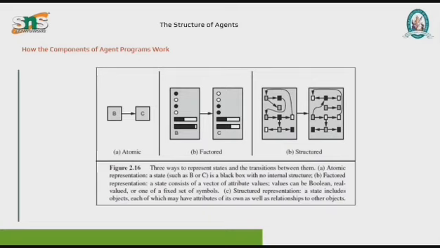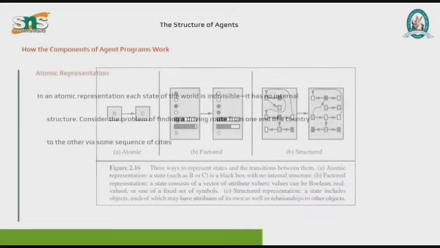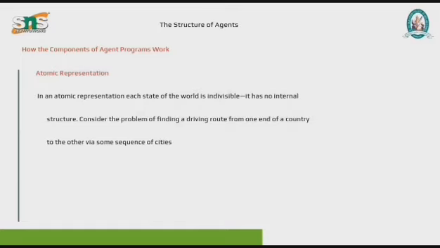In depth, we are going to see each type, and how the components of agent programs work. Atomic representation: in atomic representation, each state of the world is indivisible. It has no internal structure. Consider the problem of finding a driving route from one end of a country to the other via some sequence of cities.